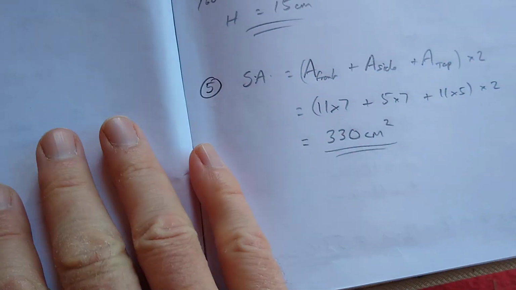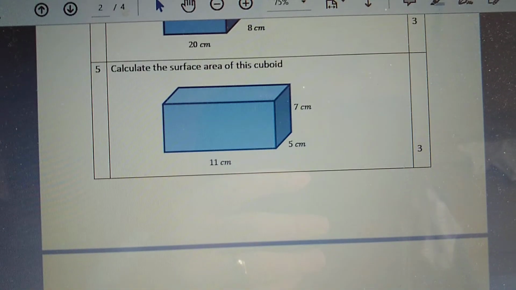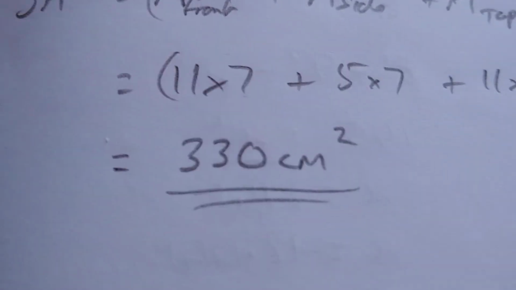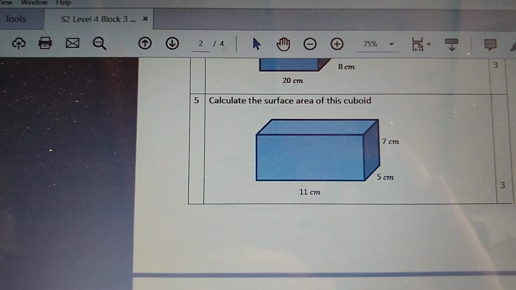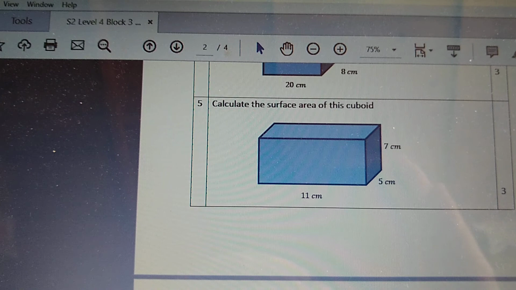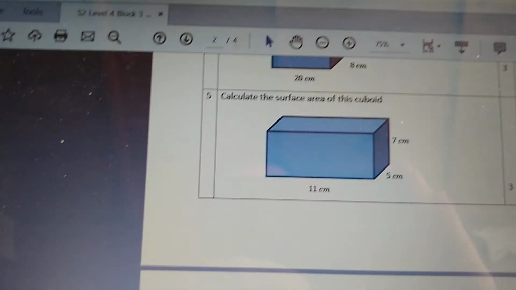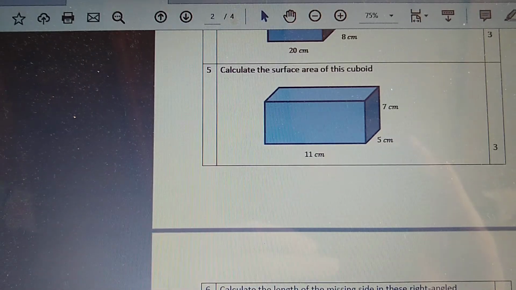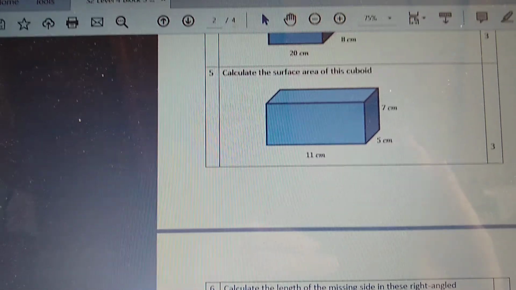Question 5. I will just scroll down here so we can read it. Oh, there we go. Calculate the surface area of this cuboid. So remember, the surface area is the area of all the surfaces. So on that cuboid, we've got the front, the back, the top, the bottom, the left-hand side and the right-hand side. They are all rectangles. So we need to find out the area of each rectangle and add them all together.